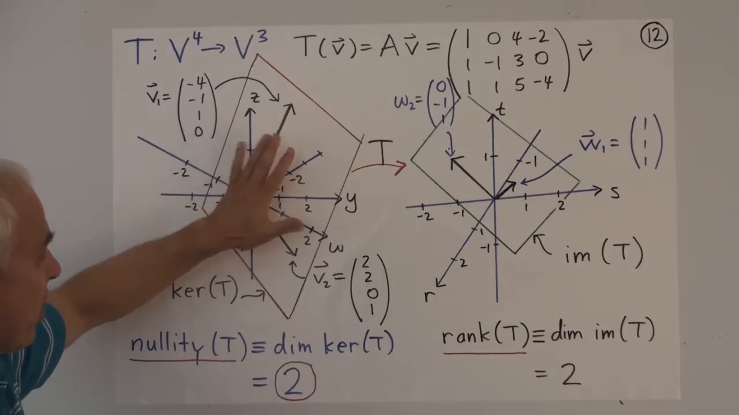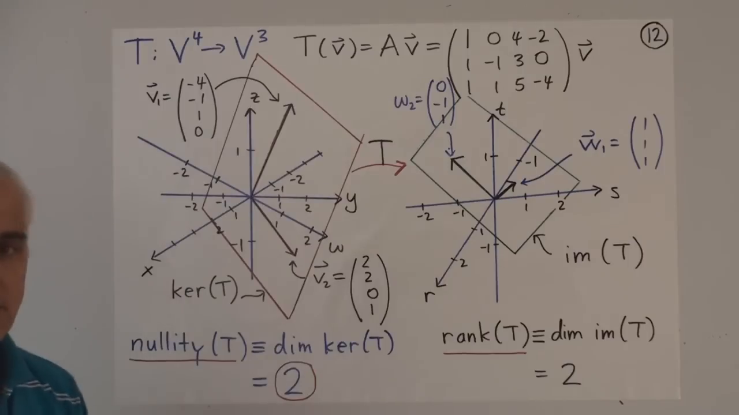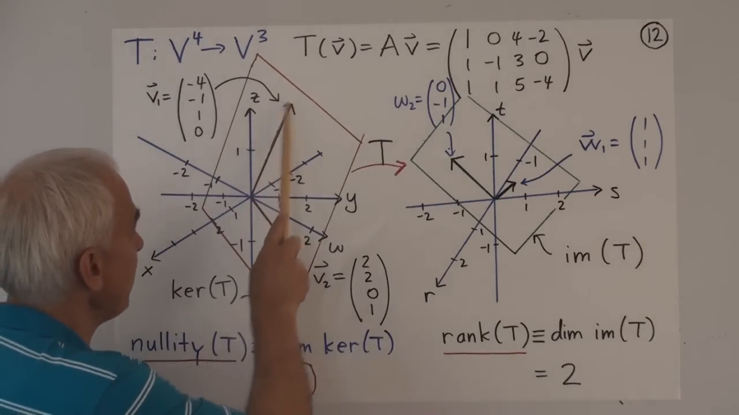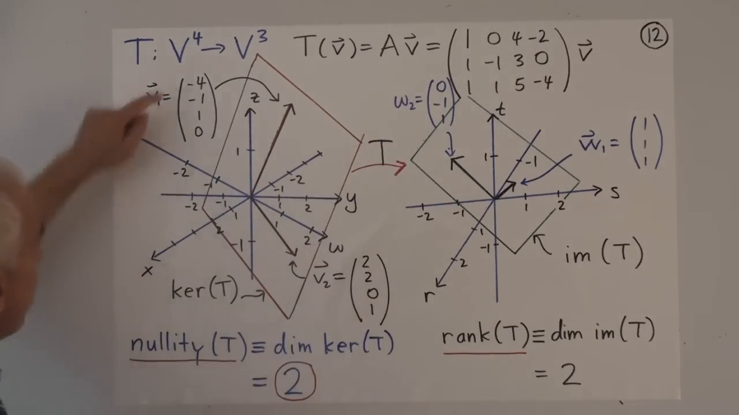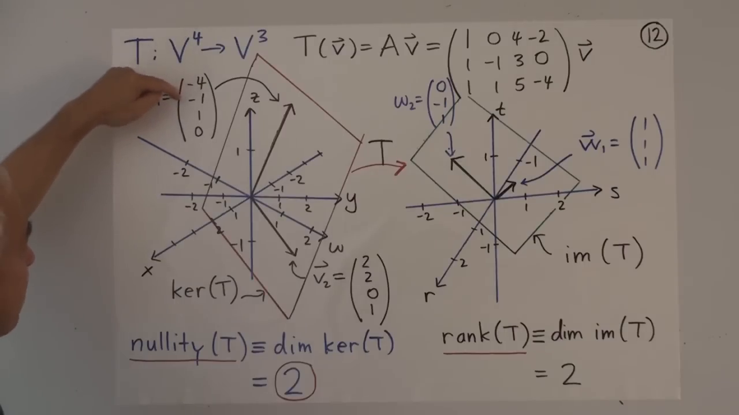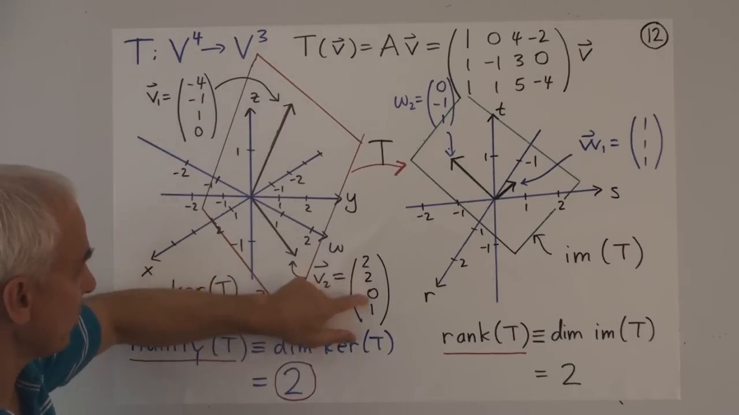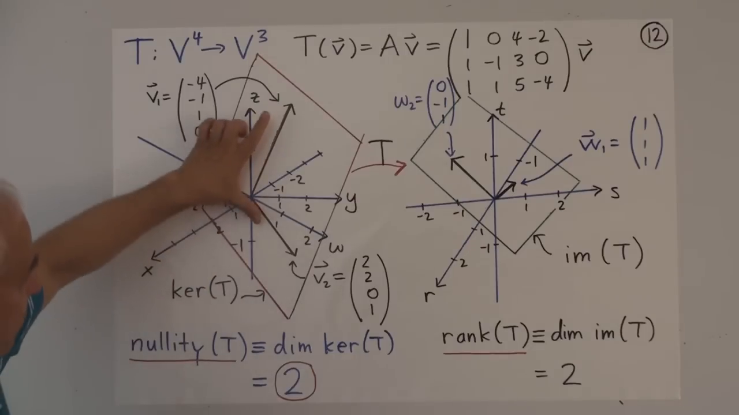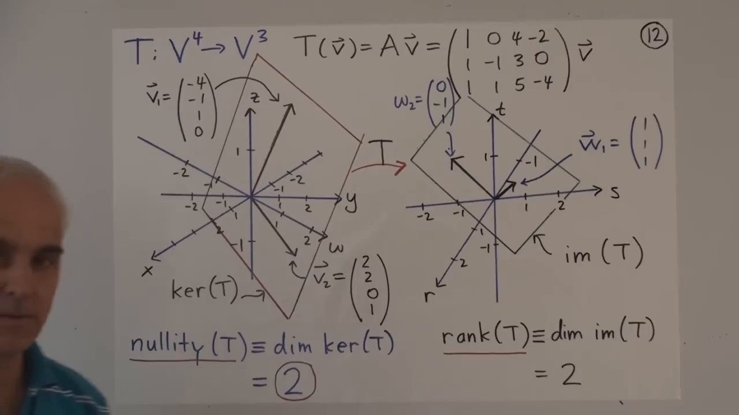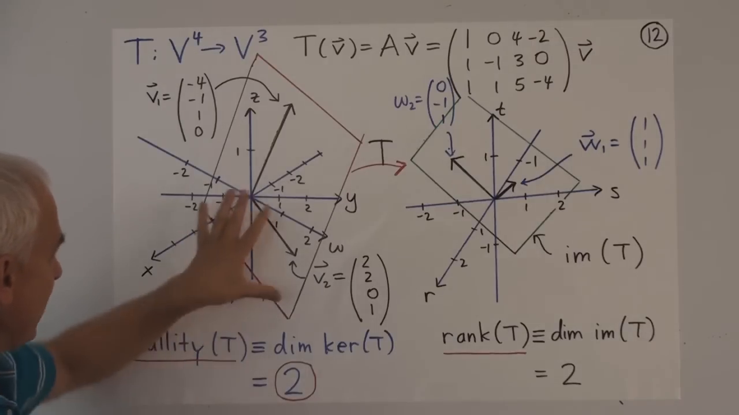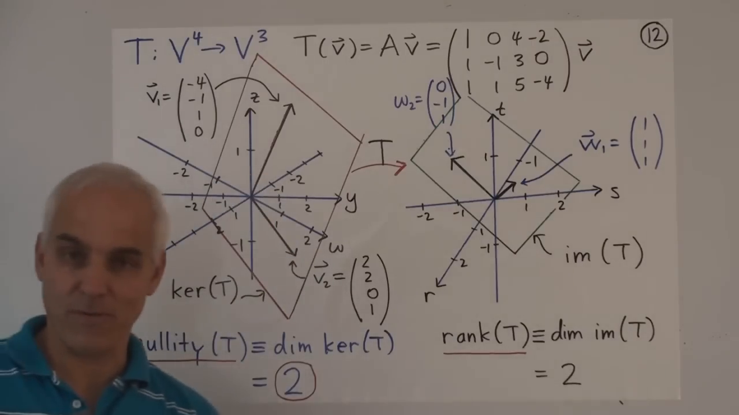Those vectors with the kernel property form a 2-dimensional space over here, just all the linear combinations of these two particular vectors: the vector v1, minus 4, minus 1, 1, 0, and the vector v2, 2, 2, 0, 1. And these are actually reasonably accurate depictions of these two vectors in this 2-dimensional picture of 4-dimensional space.